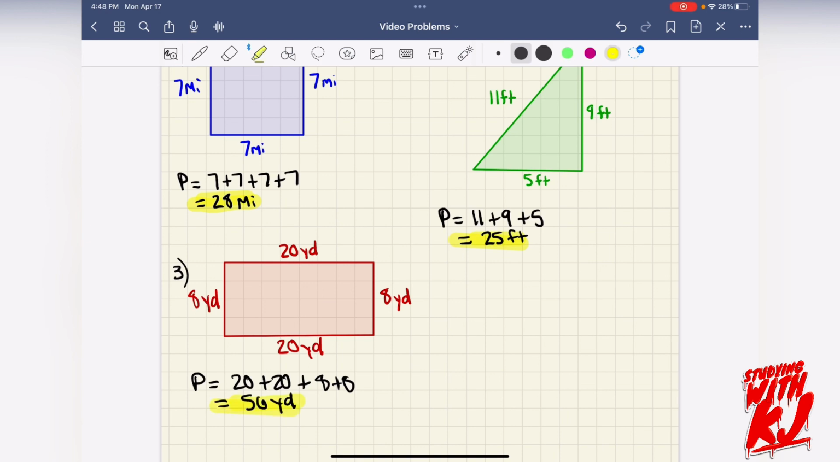Pretty straightforward, right? So that concludes today's lesson. Remember, the more you go over these type of problems, the better you get.